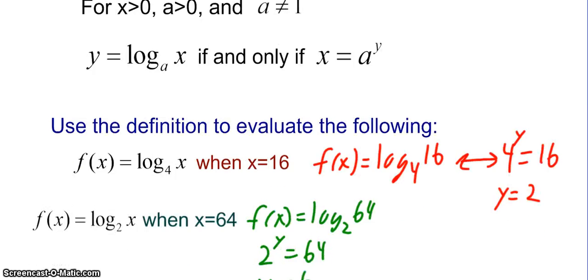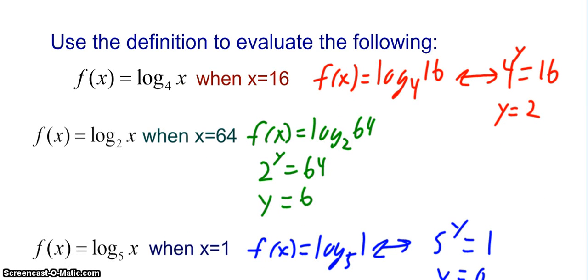Okay, so you should be able to actually do all of these in your head, but I will show you the work if you were confused. F of x equals log base 4 of 16. Well, I can rewrite that as an exponential, and that's 4 to the y equals 16. So 4 to what power equals 16? 4 squared. So y equals 2.